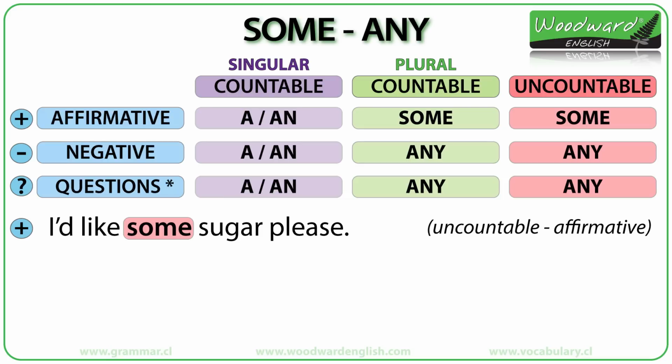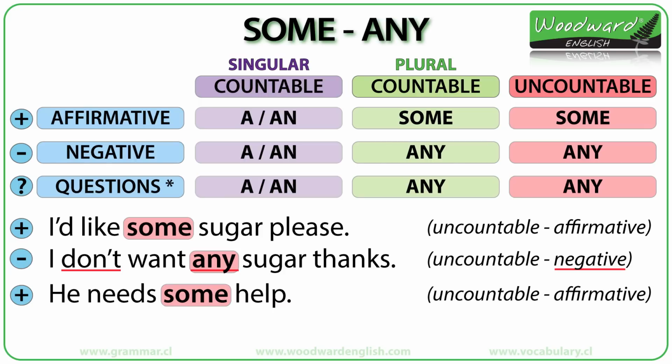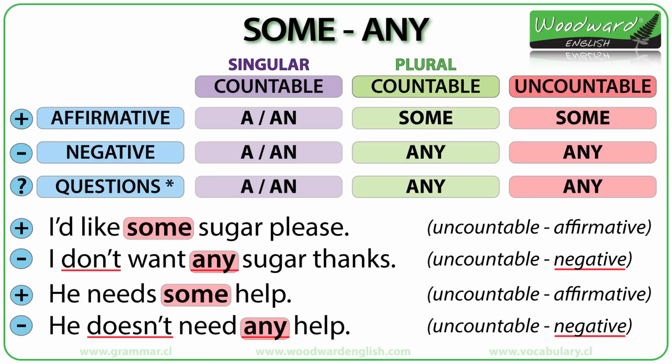How about a negative sentence? I don't want any sugar, thanks. Sugar is uncountable and we use any because it is a negative sentence. Another example, help is uncountable. So we say, he needs some help, which is an affirmative sentence. The negative would be, he doesn't need any help.